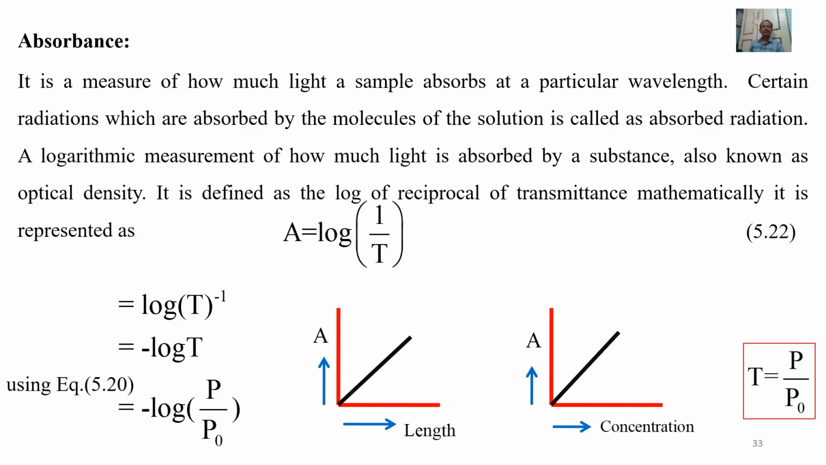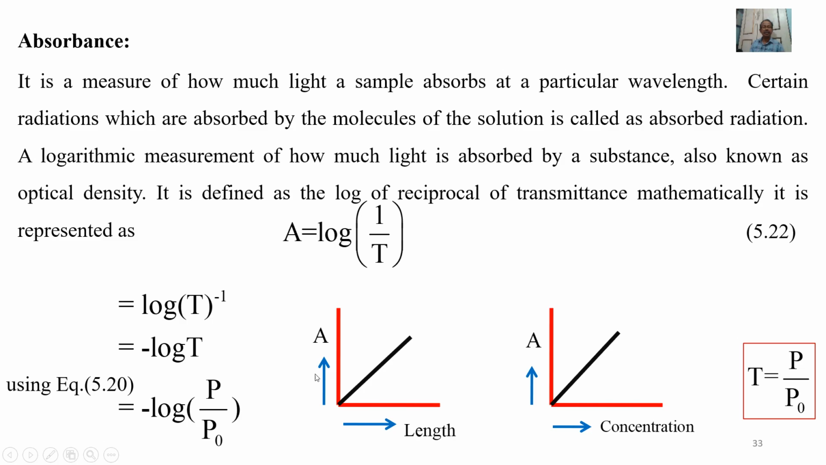It is defined as the log of reciprocal transmittance. Mathematically, it is expressed as A equals log 1 by T. So this can be written as log T to the power minus 1. You bring this minus to this side, so we have minus log T. So we'll have to use the expression for T equals P divided by P naught. From equation 5.20, we have minus log P divided by P naught.